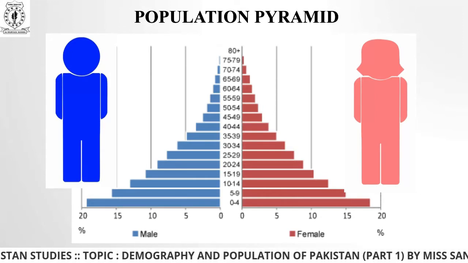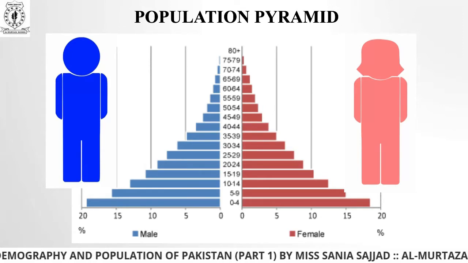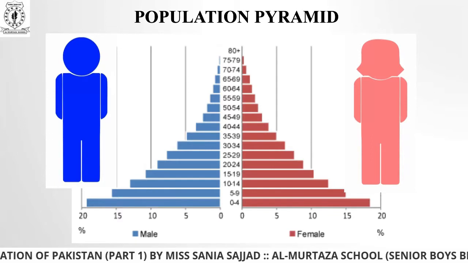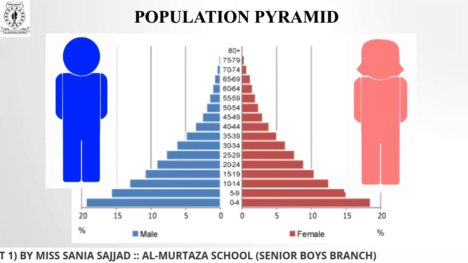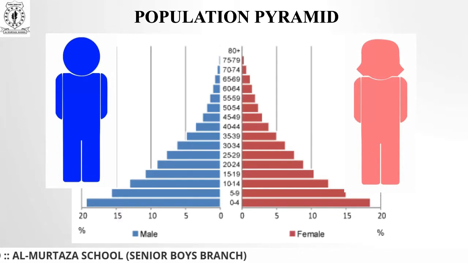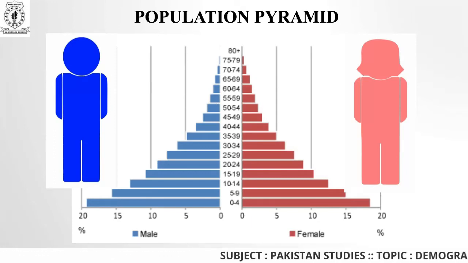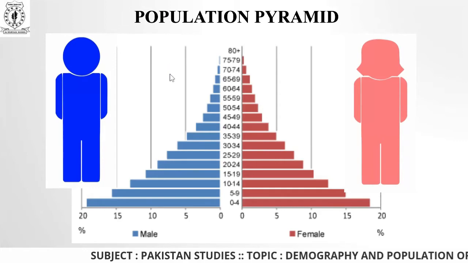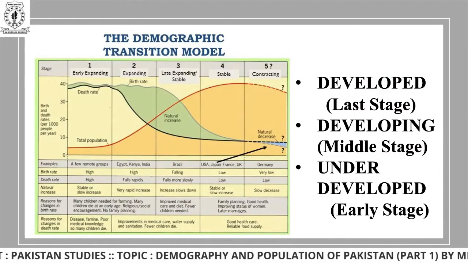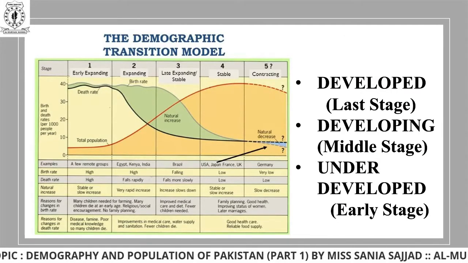So you can see very clearly how the intervals are divided, because we are going to discuss in detail different stages of population. So it is very important for you to know how to study the graph. The basic things about this graph I have already told you. Now let's move forward to the demographic transition model.